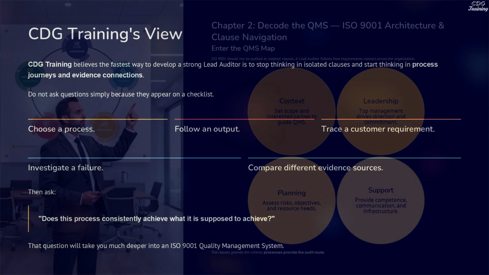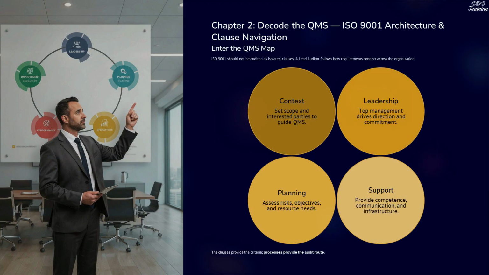In this chapter, we delve into the ISO 9001 architecture, focusing on the QMS map. We explore the key areas: context, leadership, planning, and support, which are crucial for guiding the quality management system.